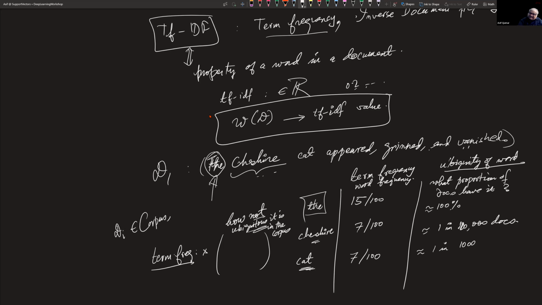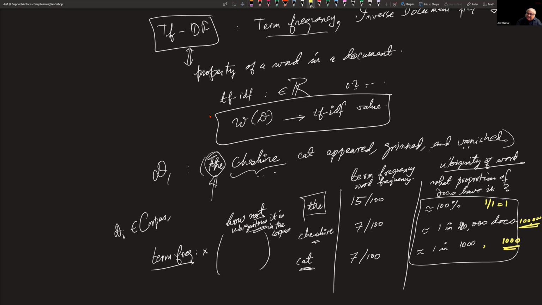So in this document it might have appeared, but generally in the entire corpus, how not ubiquitous is it? In other words, you take these numbers, and one way of getting not ubiquitous is to inverse it, right? If you take the inverse of it, what do you get? The non-ubiquitousness. So for the, the non-ubiquitous value would be: the opposite of 100% is 1 over 100%, which is 1. So 1 over 1 is 1. And for Cheshire, 1 in 100,000 becomes 100,000, and for cat, 1,000.